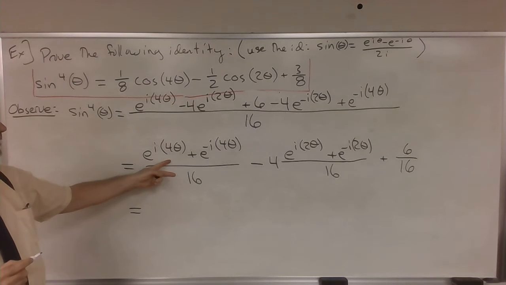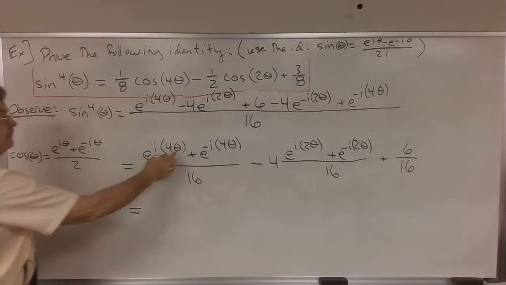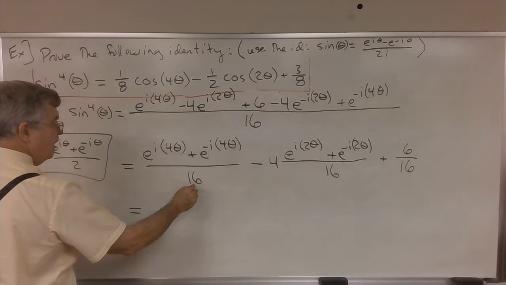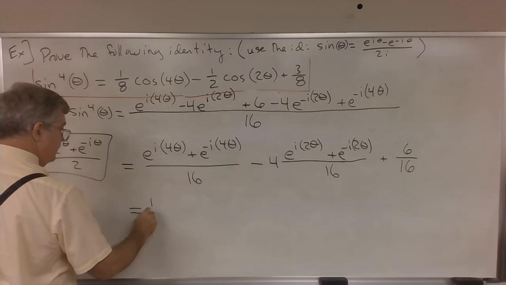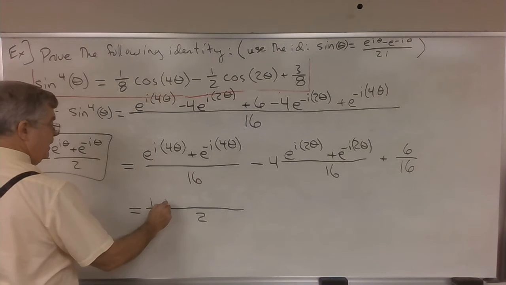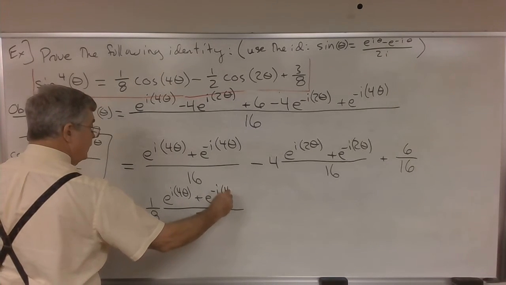Well, this reminds me of the identity: cosine of theta is equal to e to the i theta plus e to the negative i theta over 2. Except instead of theta here, I have 4 theta. So I'll factor this into 1/8 times 1/2. I'll put the 1/8 out here, and I'll keep the 1/2 down here: e to the i 4 theta plus e to the negative i 4 theta.